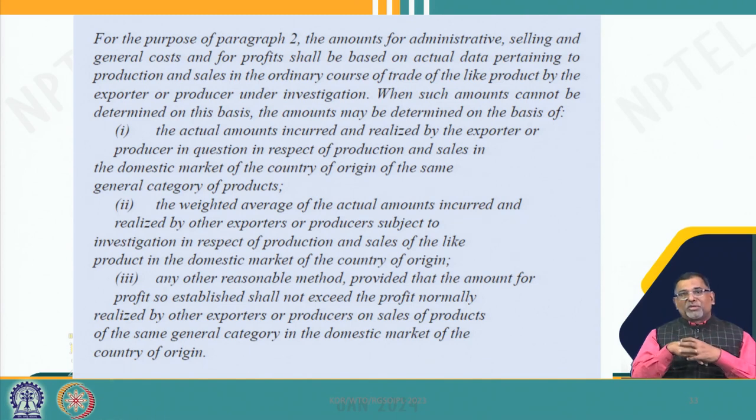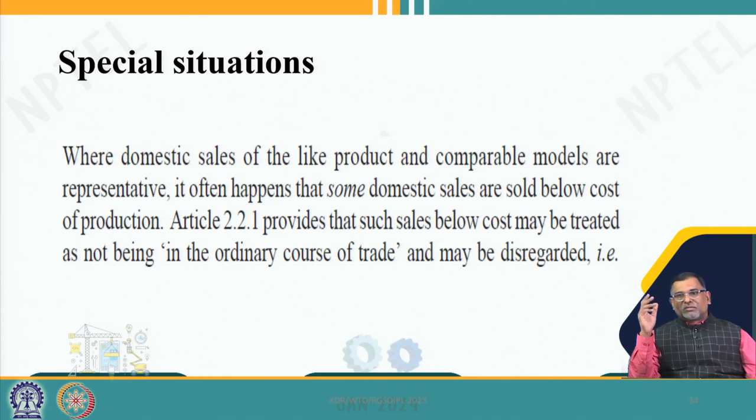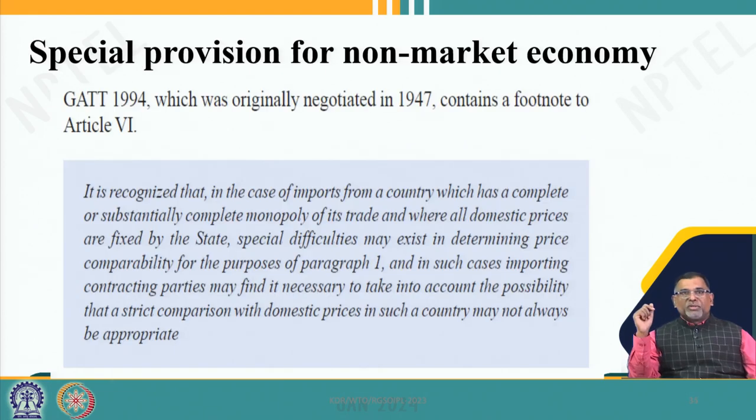Also, you can see that like product can be taken into consideration for the constructed normal value, and certain special situations are to be taken into consideration as well. Because in certain circumstances a product is sold in the domestic market below the cost of production, such sales may be disregarded as not in the ordinary course of trade. Sometimes it will depend upon the economic condition of that particular country. So, that means in certain special circumstances, this is to be taken into consideration for the calculation of dumping margin.